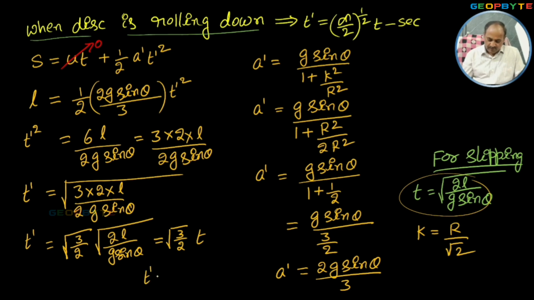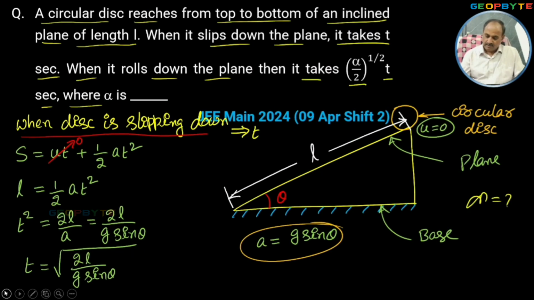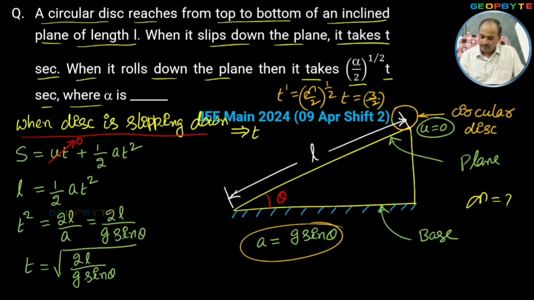Therefore, the time required for rolling down equals (3 by 2) whole power 1 by 2 times T. But it is given that the time required, T dash, is alpha by 2 whole power 1 by 2 into T. You compare with (3 by 2) whole power 1 by 2 T. Therefore alpha equals what? Alpha equals 3.